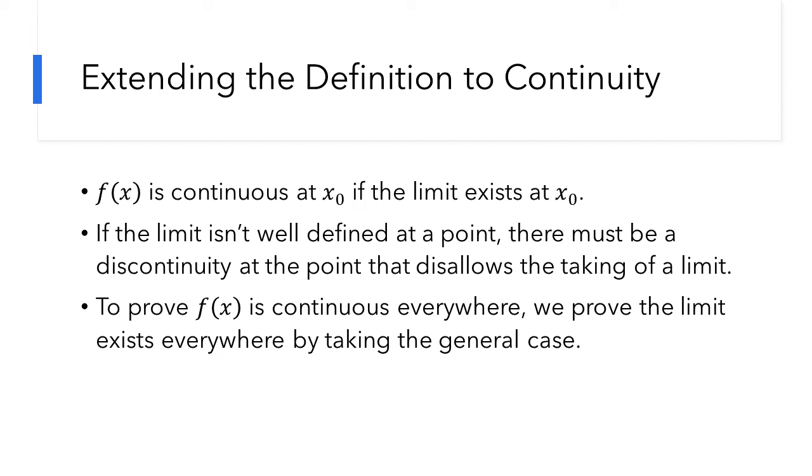We can use the epsilon-delta definition to help us prove the continuity of a function. A function f of x is continuous at the point x0 if the limit exists at x0. This is because if the limit isn't well defined at a point, there must be a discontinuity at that point, which disallows the taking of a limit, as I showed before. So to prove f of x is continuous everywhere, we prove that the limit exists everywhere by taking the general case.